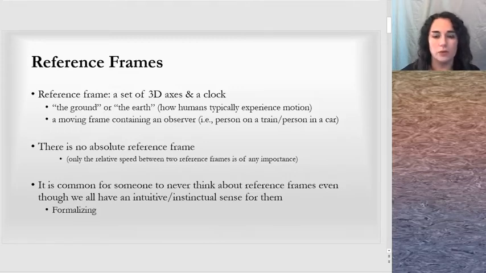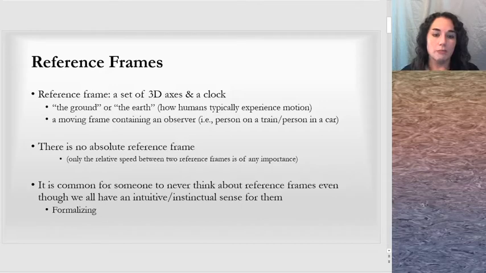This is how humans typically experience motion: the ground is stationary, and that's our reference frame, and everything is measured relative to that. We all share a common reference frame so that we can communicate well within it and agree on things that are measurable in that reference frame, such as distances and times.